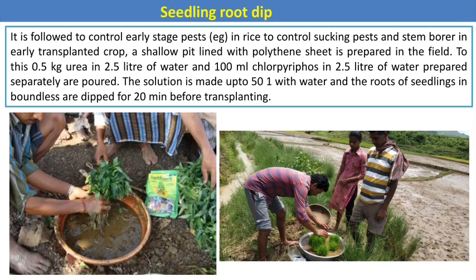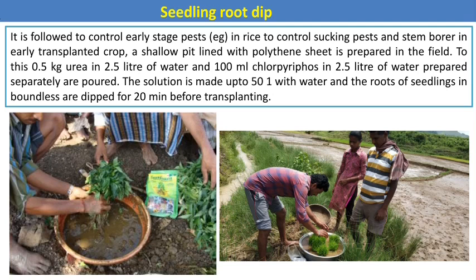A shallow pit lined with polythene sheet is prepared in the field, and to this, 0.5 kg urea in 2.5 liters of water and 100 ml of chlorpyrifos in 2.5 liters of water, prepared separately, are poured. The solution is made up to 50 liters with water, and the roots of seedlings in bundles are dipped for 20 minutes before transplanting.